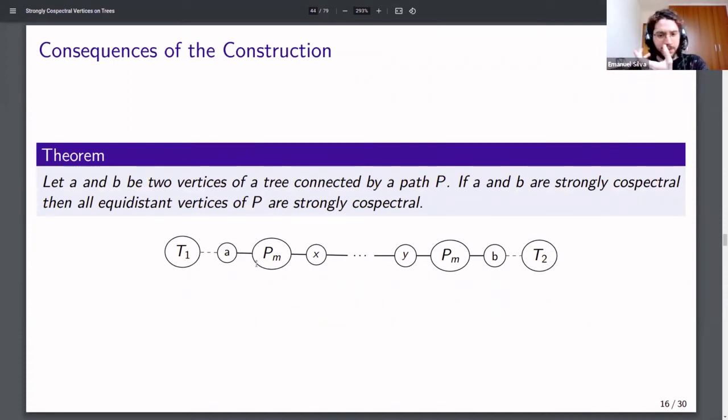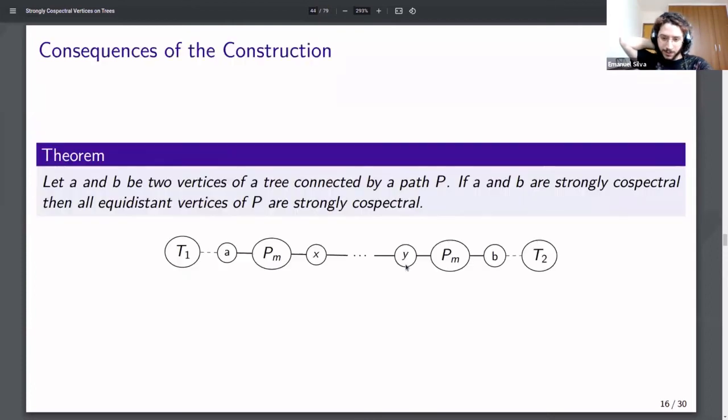The first consequence of this construction is that if A and B are strongly cospectral, not only are the two vertices going to be strongly cospectral, but also the symmetric inner vertices of the path. So if we have vertices x and y symmetric along the path, and A and B are strongly cospectral, then x and y are also going to be strongly cospectral. The proof of this theorem just follows by applying one sum again at x and at y.